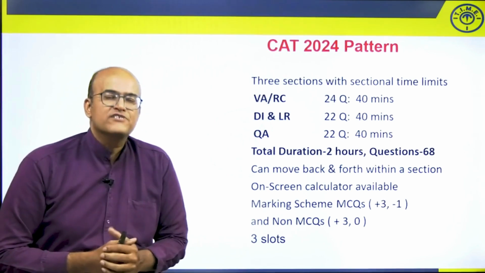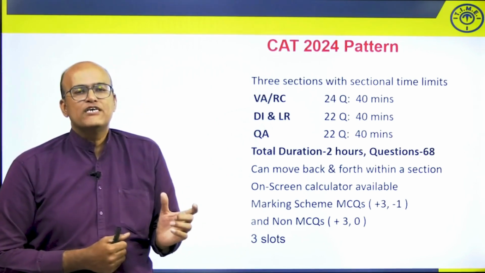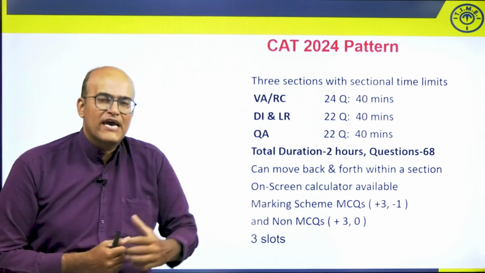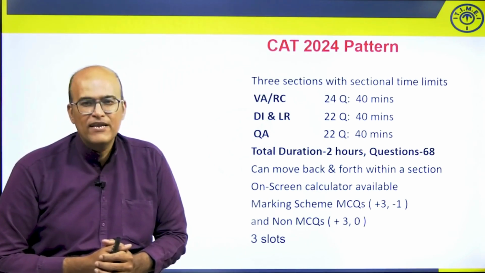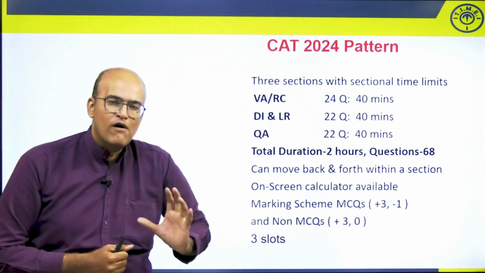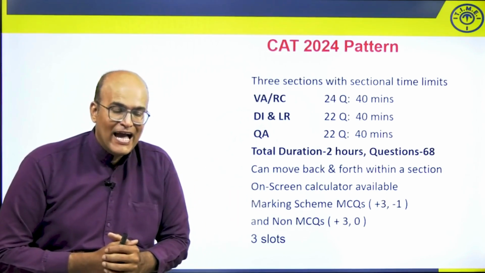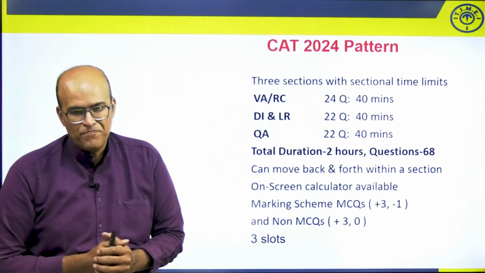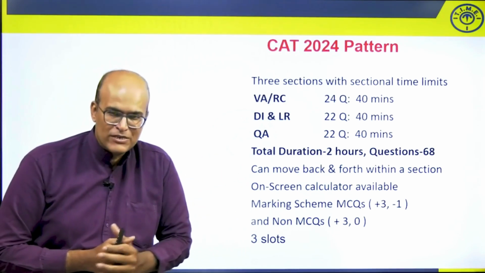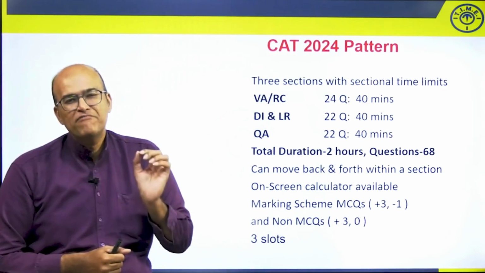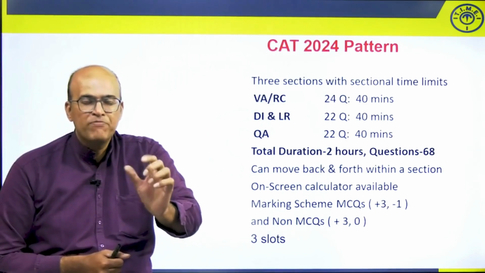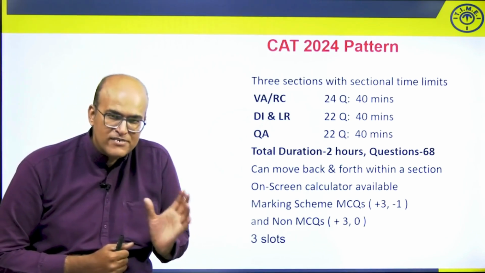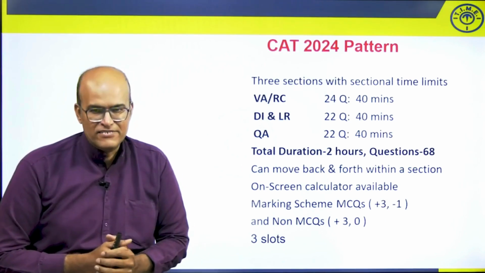The second section is called data interpretation and logical reasoning. 22 questions were there from this area. And finally, we have QA, quantitative ability, and 22 questions appear from this area also. So all in all, 68 questions. Remember, every section in the CAT exam will have the same duration of 40 minutes. So a sectional time limit is there in the CAT exam.